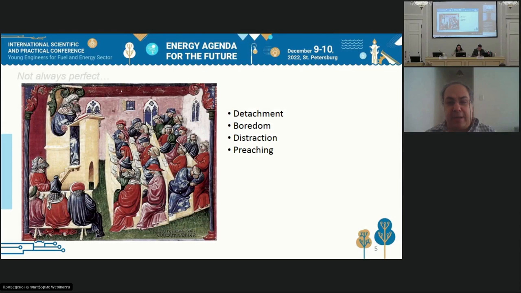When you are in the classroom, we observe things like detachment, boredom, distraction, and we have the teacher or the instructor preaching. I got this image from the medieval age, and it's quite interesting and funny to see that in the middle of the classroom, we see people detaching and sleeping. This was observed more than 1,000 years ago, and we still see it today in our classrooms. So the challenge of the teacher is an old-time challenge.